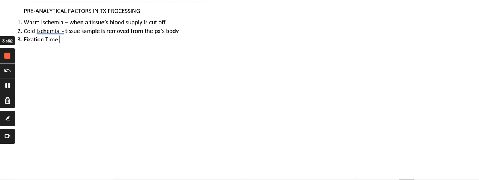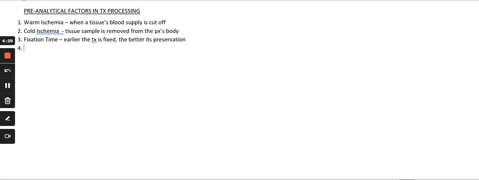Now, basically the rule of thumb for our fixation time is that the earlier the tissue is fixed, the better its preservation. Okay, so basically that makes sense because we can preserve more if we fix our tissue early. Now, that's basically for the pre-analytical factors.